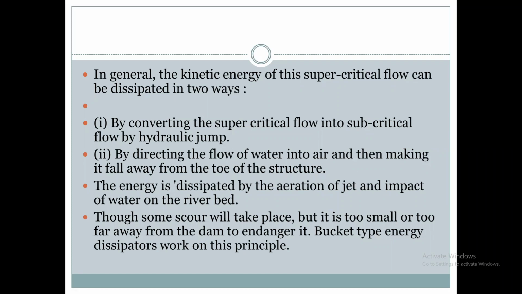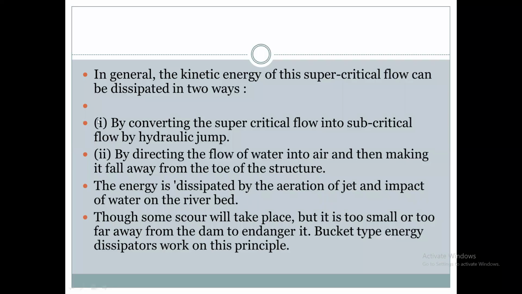Some distance, some space, should be provided between the toe of the structure, the top of the dam, and the falling water, so that there will not be any scouring action at the base of the dam. The energy is dissipated by the aeration of the jet.